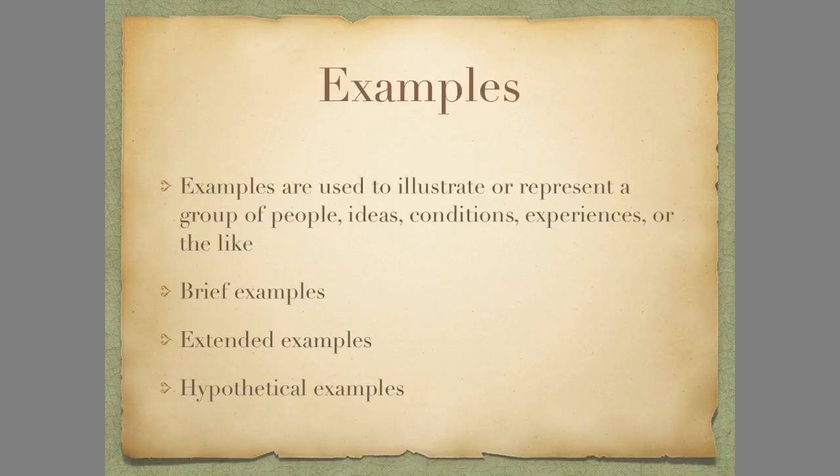Examples are exactly what you think they are. They are stories or illustrations used to illustrate or represent a group of people, ideas, conditions, or experiences, or the like. There are three different types of examples, and the names of these are exactly what they are: brief examples, extended examples, and hypothetical examples.